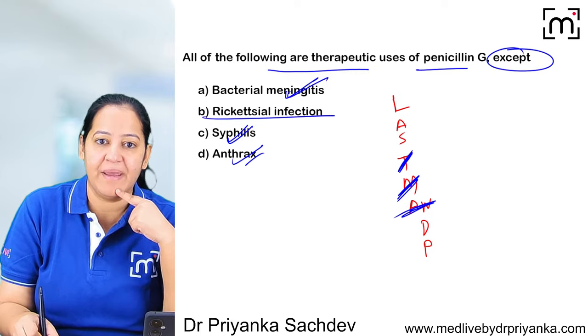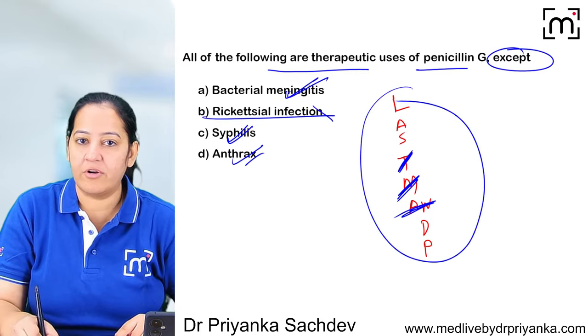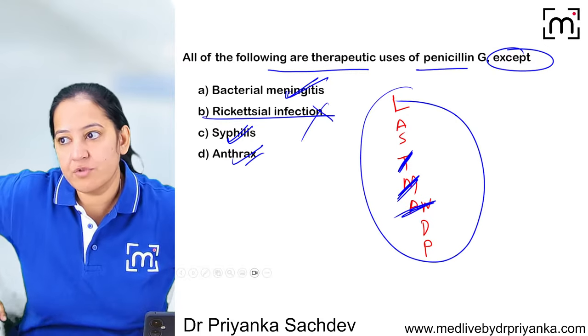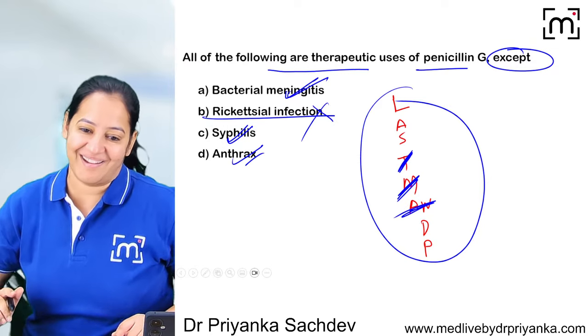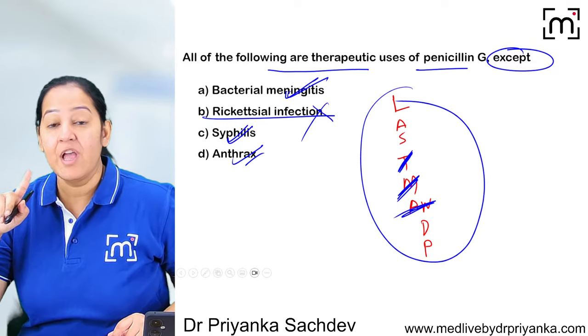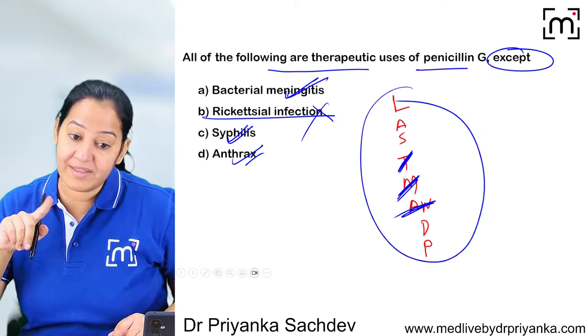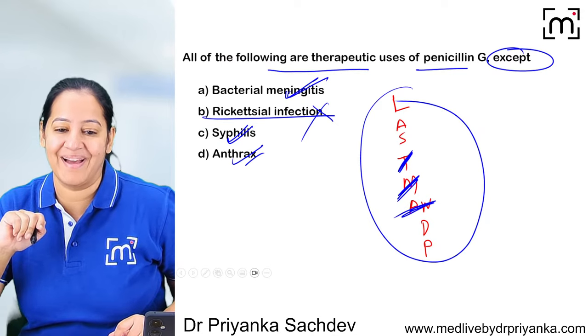But rickettsia, is it coming? No, rickettsia is not coming. So it is not a drug of choice for rickettsia. The drug of choice of all rickettsial infections is doxycycline, one of the tetracyclines which I taught you in the last session. So rickettsia comes there.